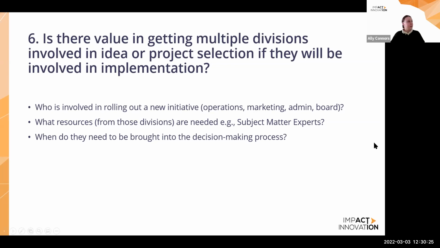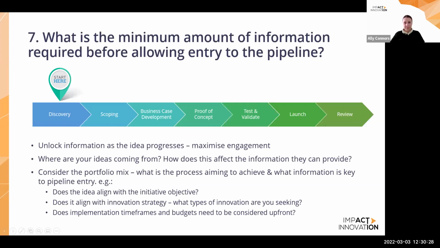Okay, let's move on to the next one, number 7. Number 7 is looking more at the minimum amount of information that's required before allowing entry to the pipeline. Now, this one is generally done reasonably well. There's a lot more experience in looking at what we want in and what out, around defining the challenge. If you're doing challenge-based and spending a lot of time on defining that challenge, looking for least effort approaches to bringing ideas into a funnel.